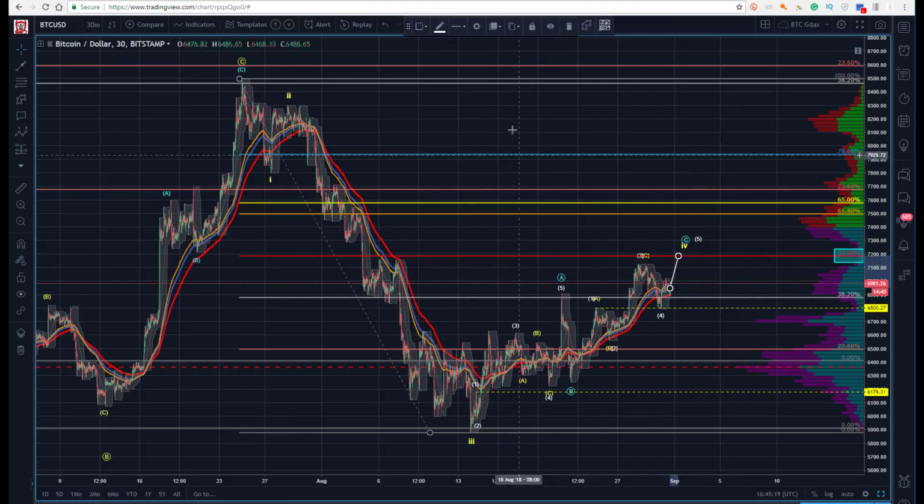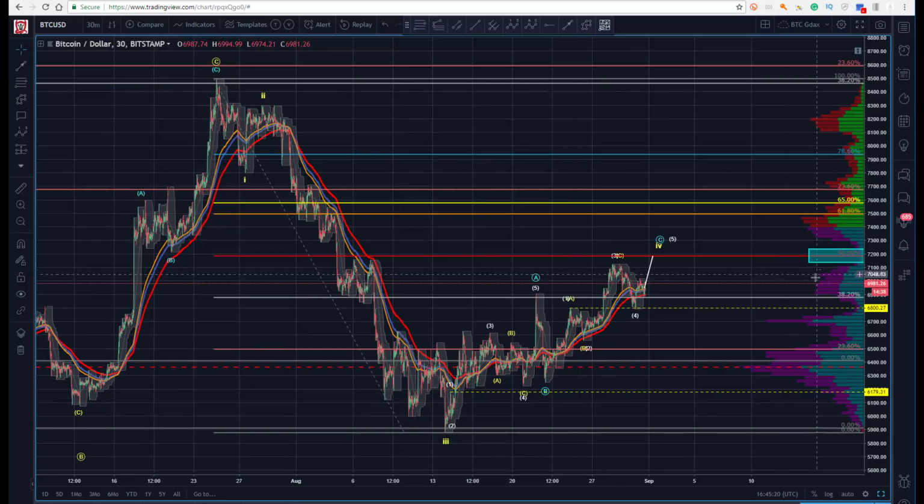You've got to watch for that. There's a lot of confluence sitting right there. Well, how do we look coming off of this low? As you can see here, there's a couple of different ways we could count this, right?